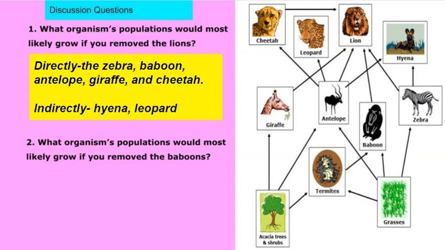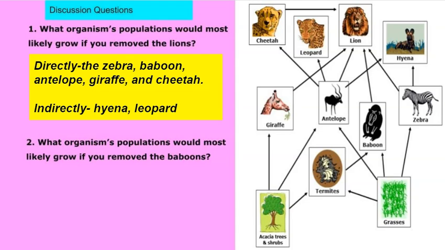Indirectly, what's going to grow, I put hyena and leopard because now you have two organisms that are competing with the lion for antelope. And because the lion's not there, there's going to be maybe more antelope. The lion's not eating those 2 animals, although it would if it got a chance. It's just not in this food web.